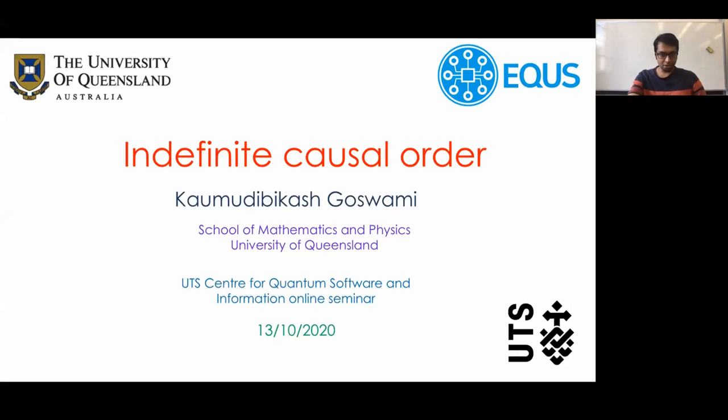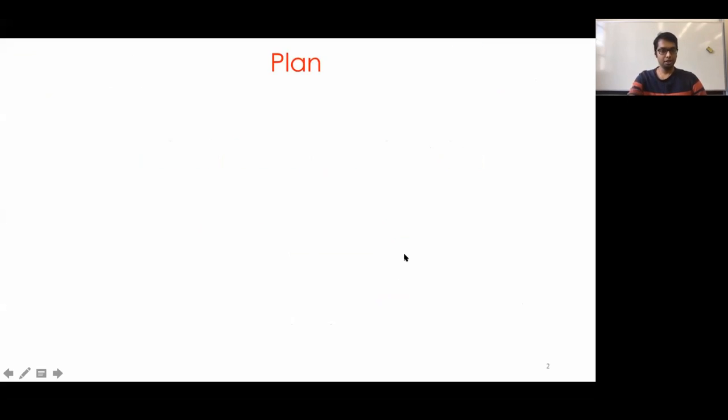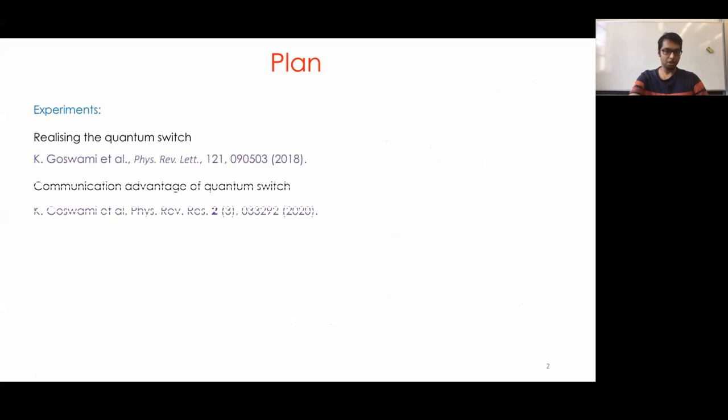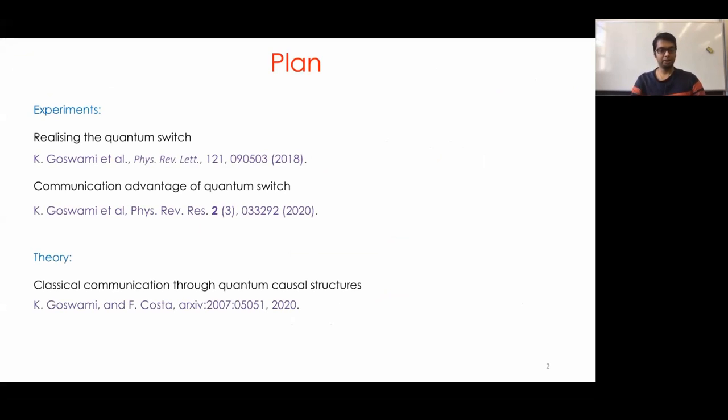So the title of my talk is Indefinite Causal Order. This talk is divided into three parts. In the first two parts, I'll talk about two of the experiments that I have done in my PhD. And in the next part, I'll talk about the theory work that I have done on quantum causal structures.